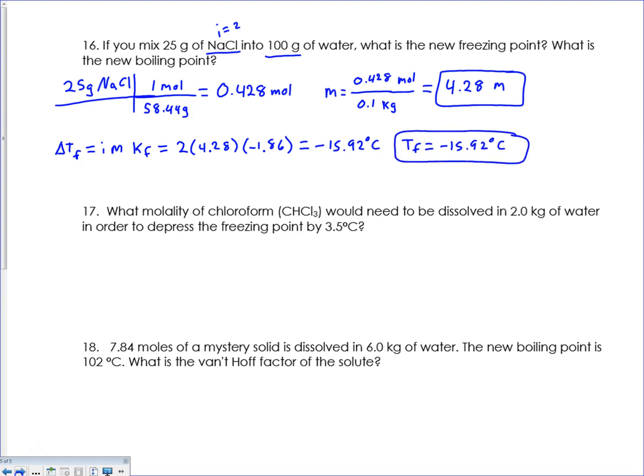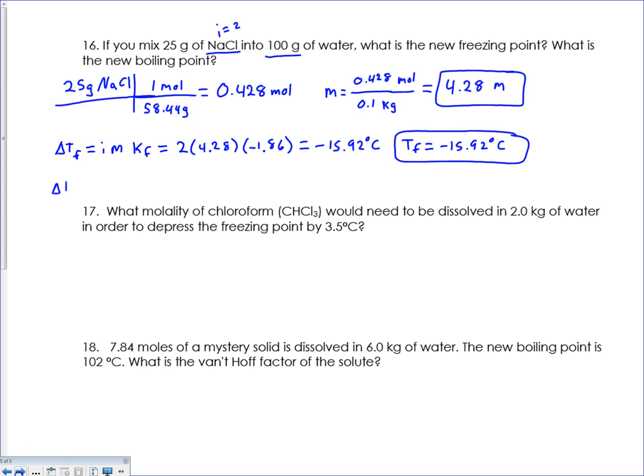Now it's important that you see there's actually a distinction here between when we said negative 15.92 degrees Celsius the first time and when I said it the second time. The first time is your change in freezing temperature. The second time is your actual freezing temperature. With water, the normal freezing temperature is 0. So if we have it at 0 and we change it by negative 15.92, we end up at negative 15.92. You'll see something different happening with the boiling.